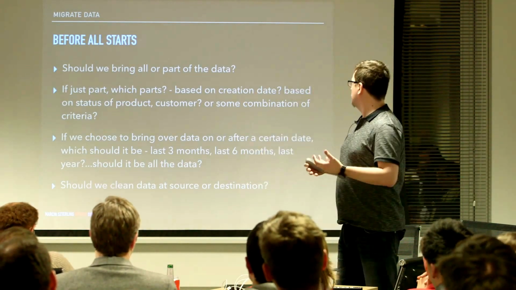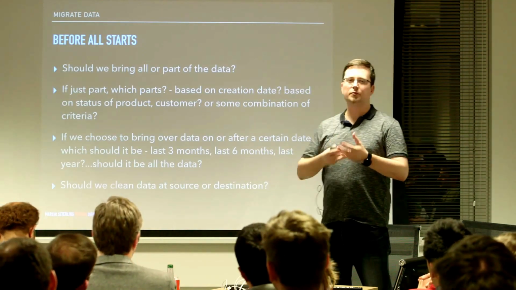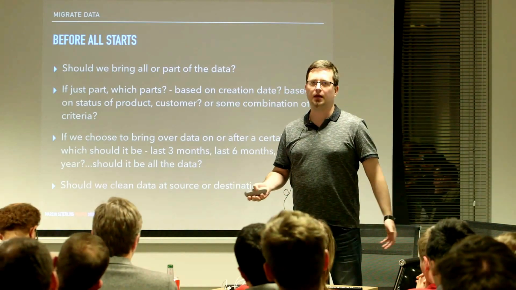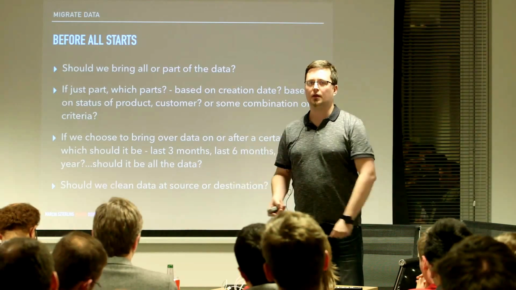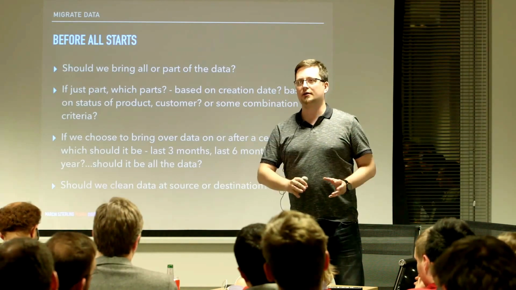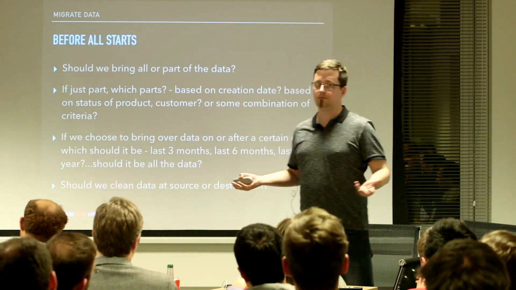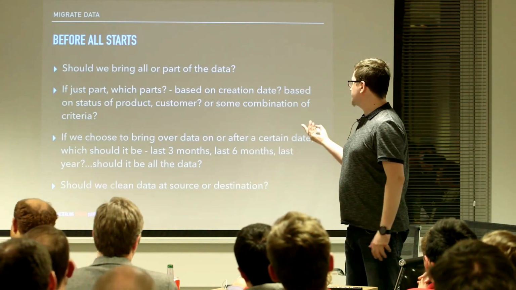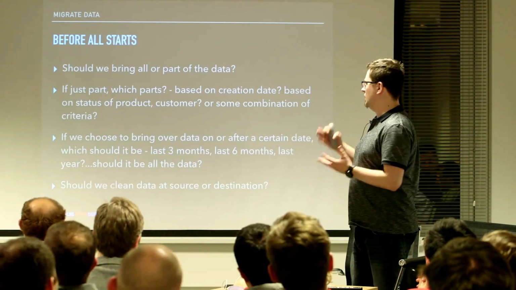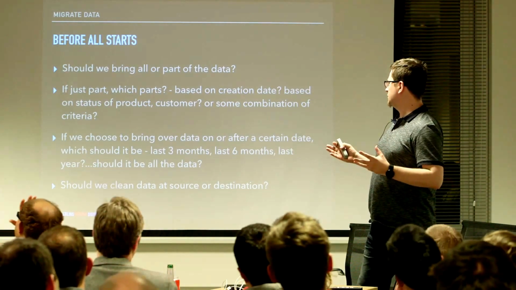Is it going to be based on creation date, or maybe the status of the product or customer, maybe some combination of criteria? This is quite important because you might have some legacy data which you don't want to migrate into the new system. Maybe it's better to archive it somewhere and start Magento 2 with only, I don't know, customers and some initial set of orders or products. If you decide that you're going to move data which was created after a certain time, you need to ask yourself what that period is going to be.